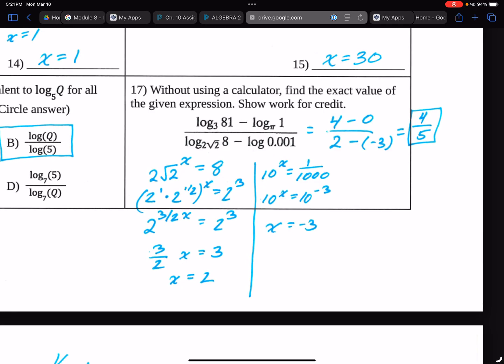And maybe this one too, because pi to the 0 is 1. That's mean too, unless you realize the trick.